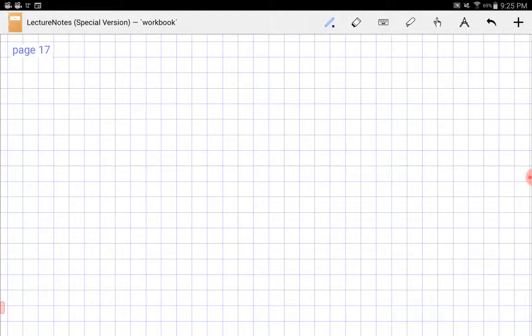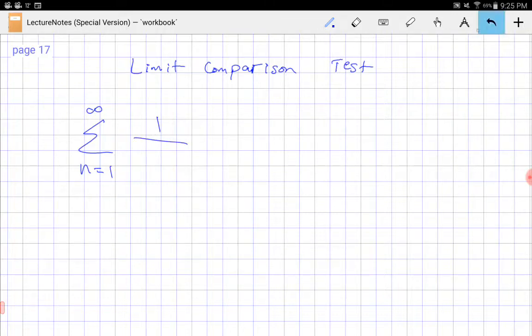So in this video, we're going to talk about the limit comparison test. Before we talk about the limit comparison test, let's review the comparison test with the sum from n equals 1 to infinity of 1 over n squared plus 1.